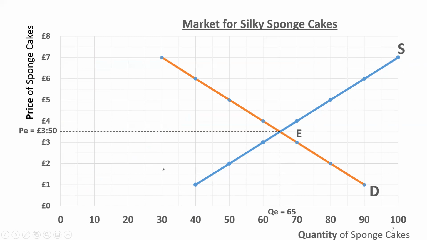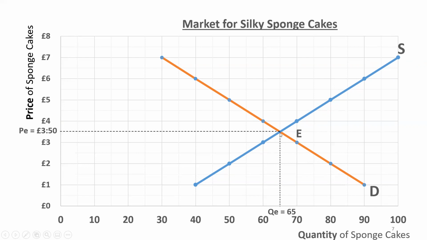We've plotted the points in for the demand curve. At £7, the quantity demanded was 30. At £6, the quantity demanded was 40. At £5, it was 50, and so on. We plot the downward sloping demand curve. Remember, demand slopes down to the ground. We stick a D next to the demand curve to remind us it's a demand curve, and an S next to the supply curve to show us it's a supply curve.